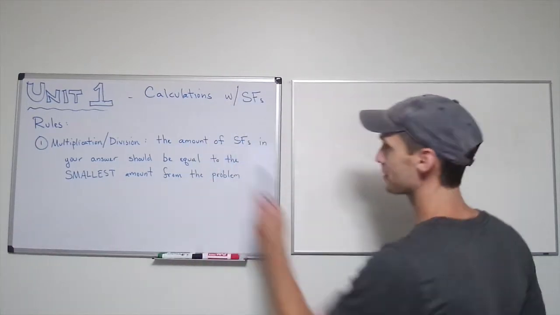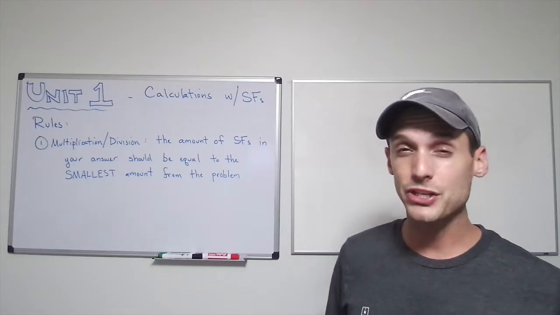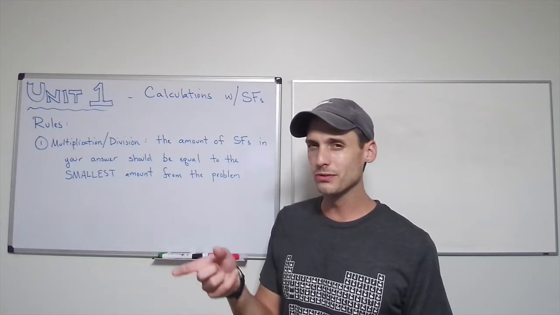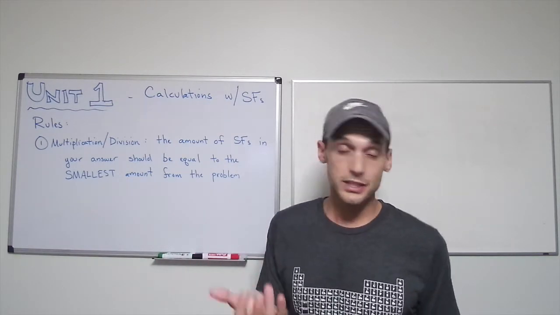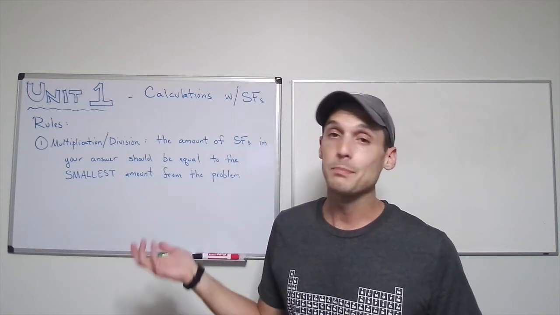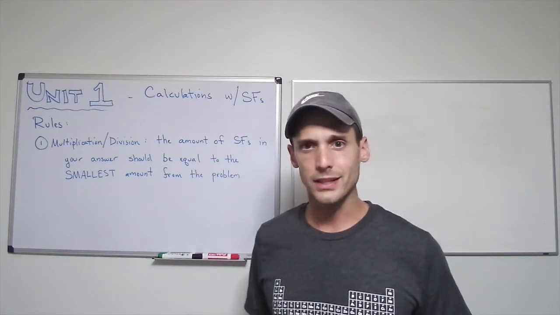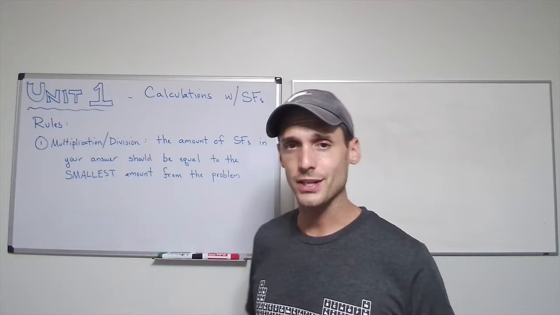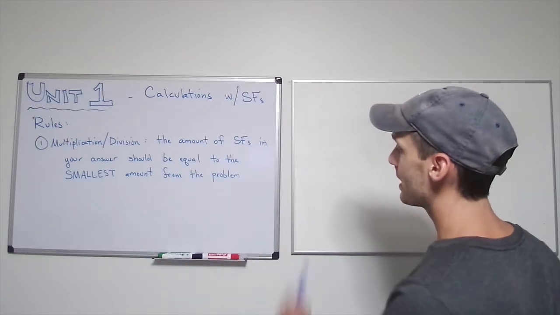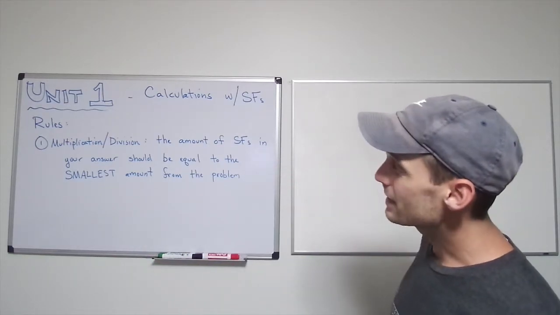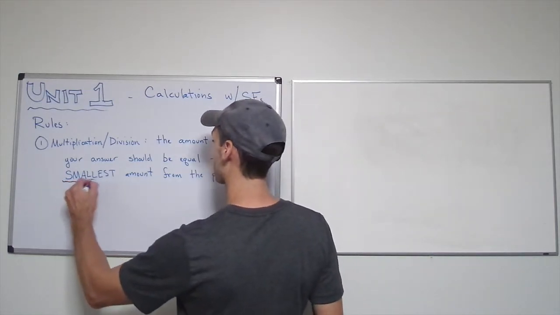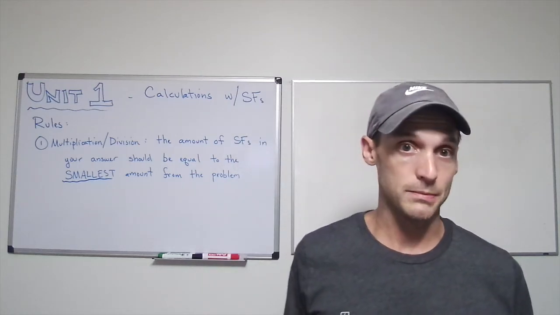So here's the first rule, and it's a rule for multiplication and division. Now hopefully you can kind of deduce why we have the same rule for multiplication and division. Good, it's because they're just inverses of each other, right? If you multiply and divide, those are opposites of each other, so they're theoretically like the same operation, just the inverse. So we're going to do the same rule for multiplication and division. And the rule says that the amount of SigFigs in your answer should be equal to the smallest amount of SigFigs from the problem. Okay?